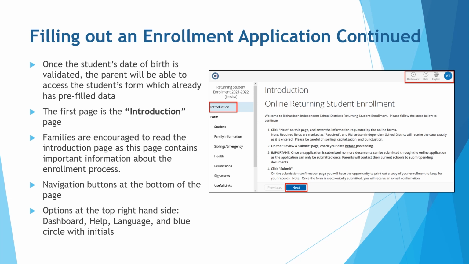Language. If you click on this option, you will be able to change the language. We currently have English and Spanish, but the district is always looking to add more options. The blue circle with your initials allows you to save and sign out so that you can continue later. It also gives you the option to go to your account. Once you click Next, you will be taken to the student page.